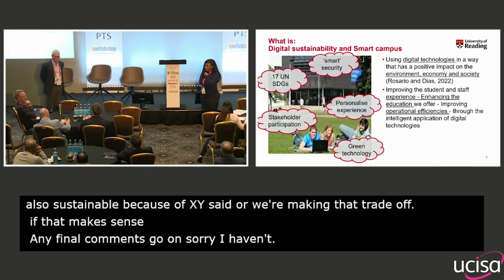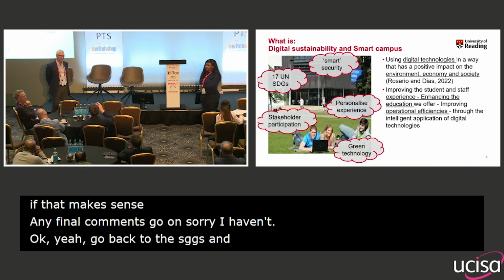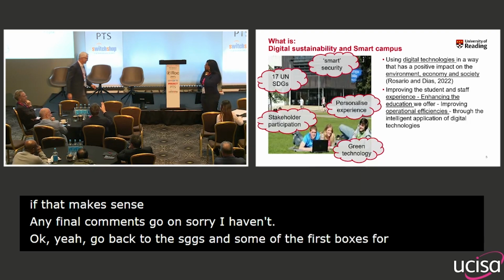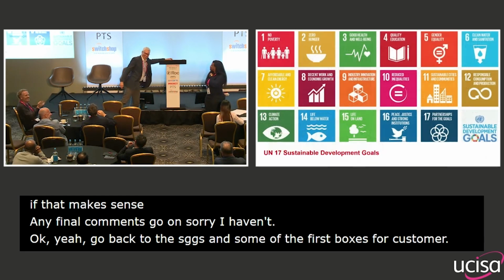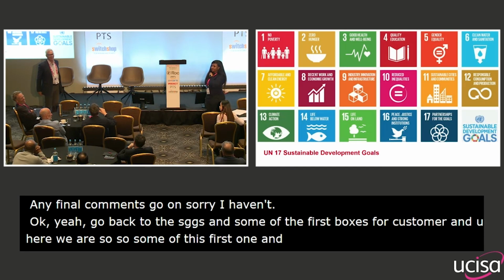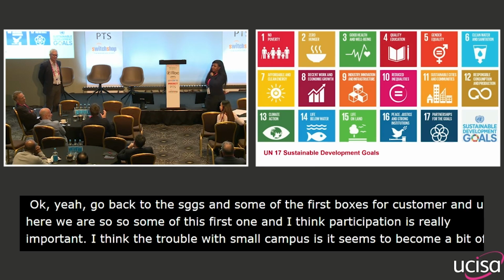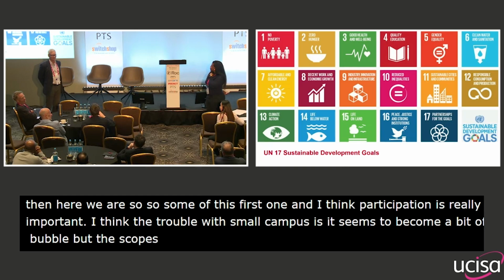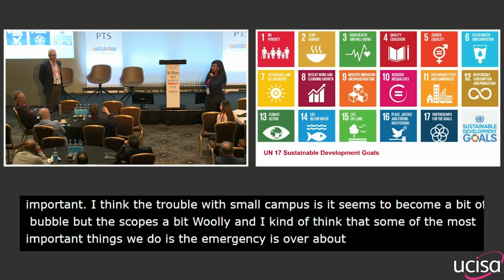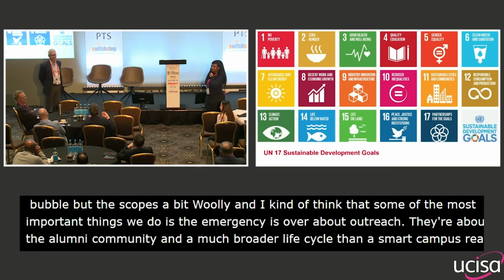It's okay. There's a word up there that's participation, a really important one, I think. And going back to the SDGs and some of the first boxes, I've forgotten what they are, which is really bad. Poverty was one of them. But here we are. So some of those first ones, and I think participation is really important. I think the trouble with Smart Campus is it seems to become a bit of a bubble, and the scope's a bit woolly. And I kind of think that some of the most important things we do at the universities are about outreach and about the alumni community and a much broader life cycle than a Smart Campus really seems to suggest. It always feels a bit dangerous and a bit introspective.